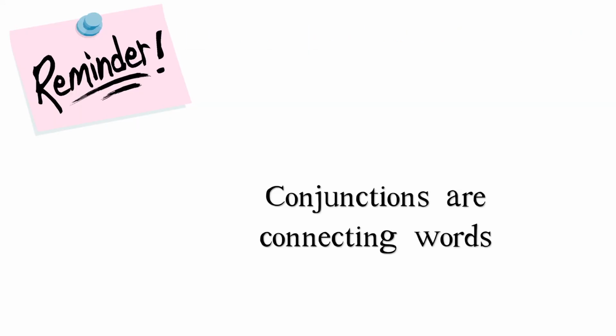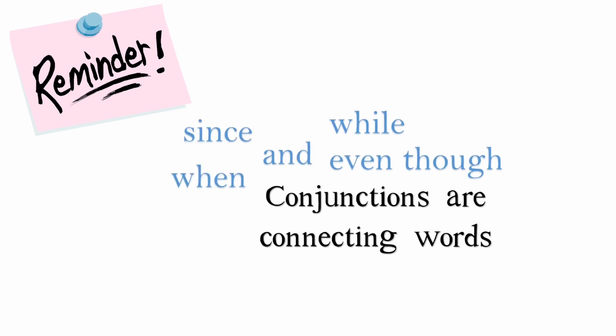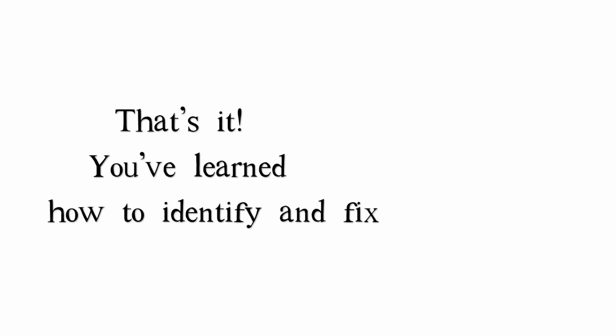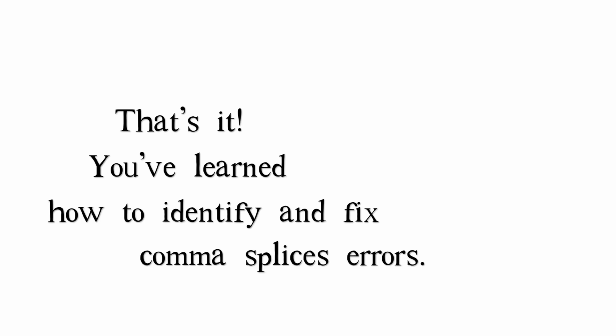And here's a reminder. Conjunctions are connecting words, in case you forgot. Like when, since, and, while, even though, unless, but, like, your, because, although, until, and so that. That's it. You've learned how to identify and fix comma splice errors.